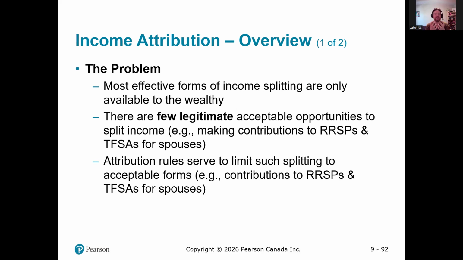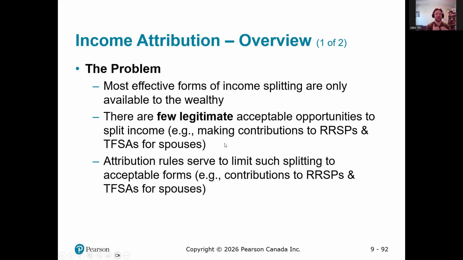And because the family unit as a whole benefits from all of the income everyone makes, the family as a whole benefits. So the income's still in the family, but now we're not paying as much taxes. So it's a very effective way. But there's a few legitimate and acceptable ways to split income. We talked about pension splitting earlier in the chapter. There's also making contributions to RSPs and TFSAs for spouses.